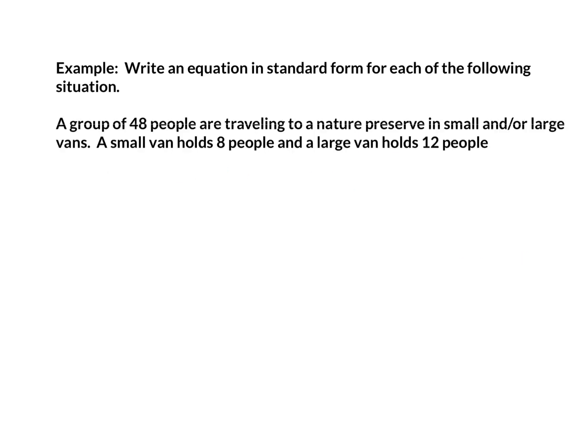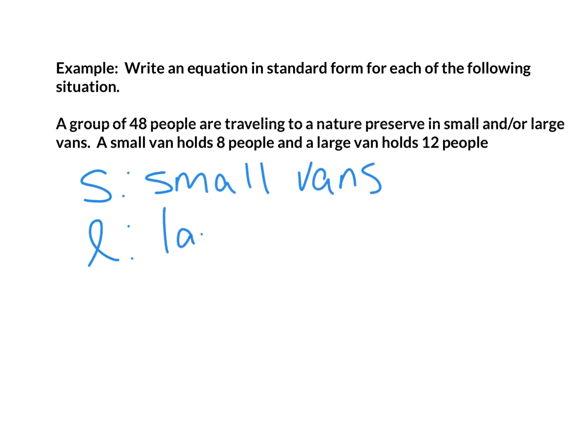Now we're going to look at one more example together before you try one on your own. A group of 48 people are traveling to a nature preserve in small and/or large vans. A small van holds 8 people and a large van holds 12 people. In this situation, my variables, or unknowns in this case, are the number of small vans and number of large vans. So I'm going to use S to represent my number of small vans and L for the number of large vans.